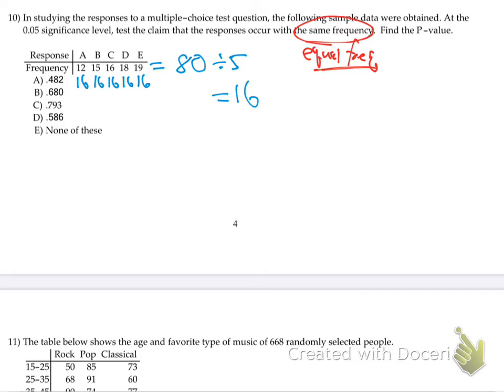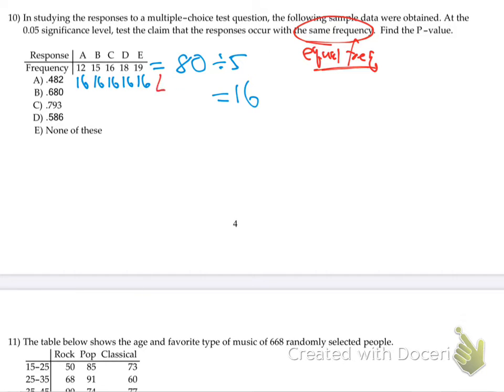Remember, L1 is always the observed, and L2 is the one you calculate. So we just calculated the 16, didn't we? So that's our L2. Wait, how do you know it's divided, not multiplied? Because we're figuring out how many for each category. There were 80 total answers given, and there are 5 different types. So divide by 5, there's 16 of each type.